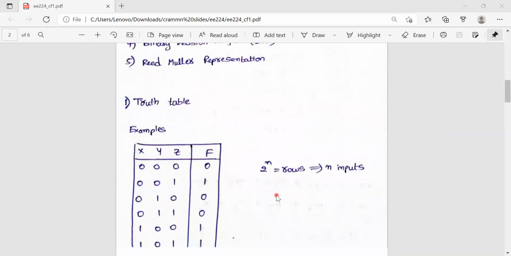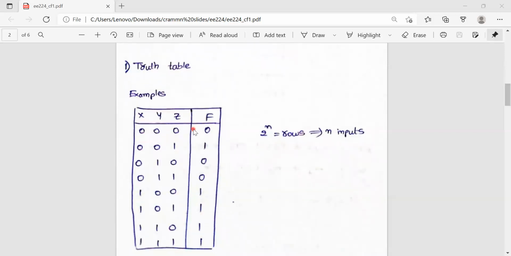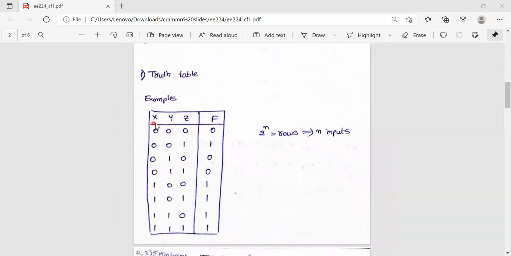The first type of canonical form is the truth table. If you take a function which has three variables x, y, z, these are the possible inputs x, y, z, and F is the output for the given input. We represent it in a table. The number of rows is 2 power n, where n is the number of variables, and the columns are the variables.